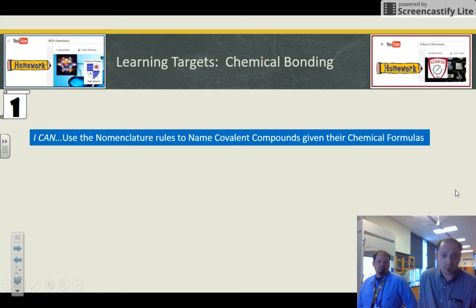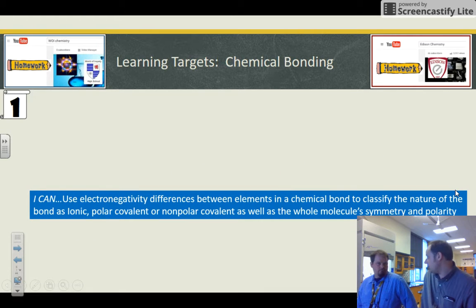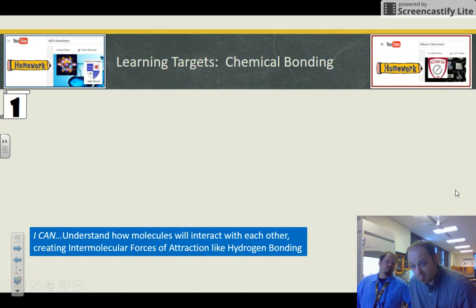Using the rules again to name covalent compounds given their formulas, and then backwards the other way, given a formula, what would be the name? And then we can further classify these covalent bonds using the electronegativity values of the atoms involved. Are they sharing equally, or are they sharing unequally? Is somebody being kind of a Grinch, if you will? And what results from that? Intermolecular forces of attraction are a result of both polar and nonpolar bonds and polar and nonpolar molecules and how they interact. The specific one we'll really be focusing on is hydrogen bonding, which is a type of intermolecular force, but there are 2 others that we'll just touch on briefly.